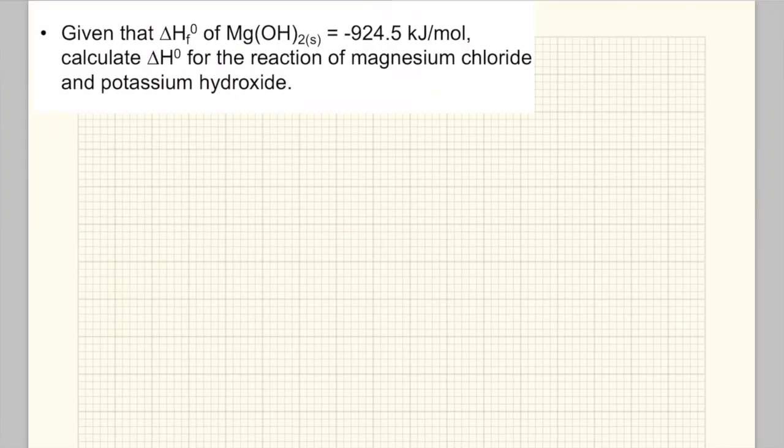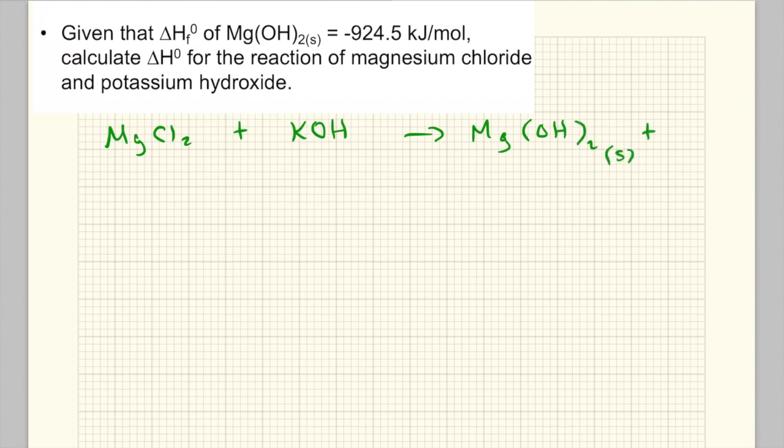Now there's a second problem, and it shows given the heat of deltaH of formation of magnesium hydroxide is negative 924.5 kilojoules per mole, calculate deltaH for the reaction of magnesium chloride with potassium hydroxide. So we've got to come up with products. So we know already that it's producing magnesium hydroxide solid, plus we know that we've got potassium chloride.